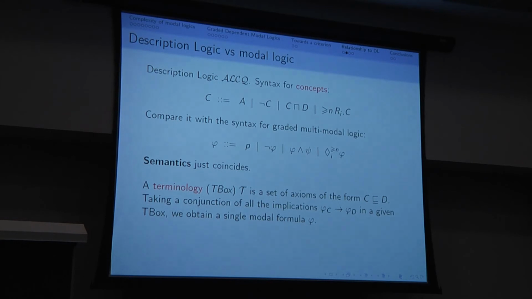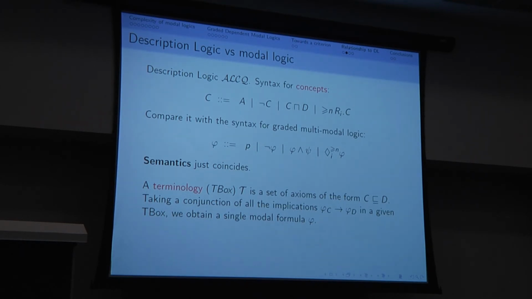They have a notion of a terminology, which is a finite collection of axioms of this form: one concept is included in another. But using this correspondence, we can build a model formula that corresponds to C and D, and take a conjunction of them. And so any T box will be transformed into a model formula in our language.